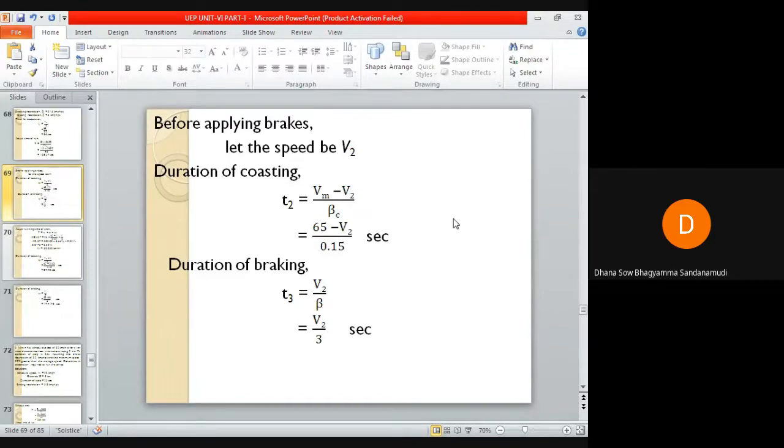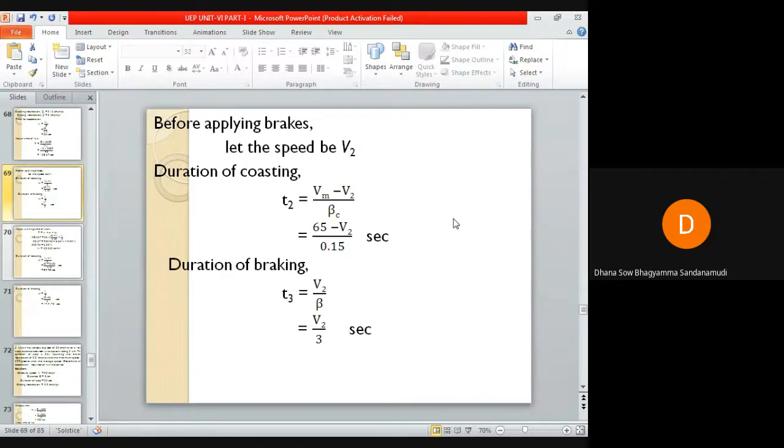So the speed during the coasting period, from the beginning to the end of the coasting, goes from Vm to V2. So the duration of the coasting period, let us assume, is T2. T2 is equal to (Vm minus V2) by beta C. Okay, the retardation during the coasting period is beta C. We have given some notation beta C here.